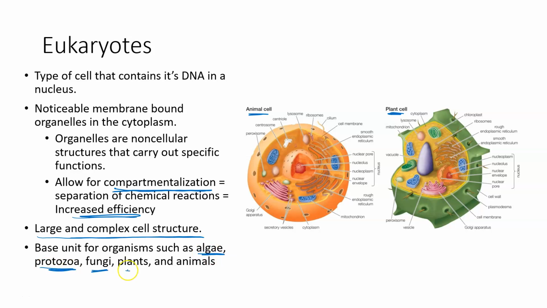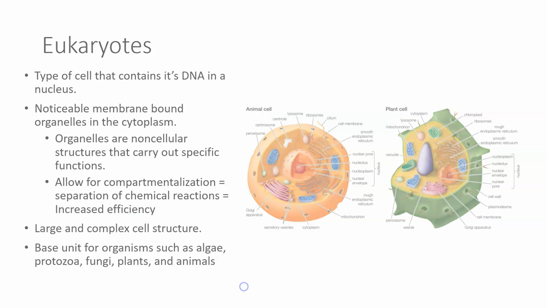These eukaryotic cells are the base for all organisms that belong to the groups of algae, protists, fungi, plants, and animals. So everything on the planet that is multicellular is made up of eukaryotic cells. Eukaryotic cells lead to compartmentalization, which leads to cell specialization, which leads to cell differentiation, which leads to multicellularity. Okay, it's really, really important.